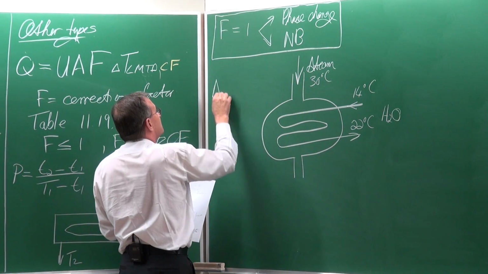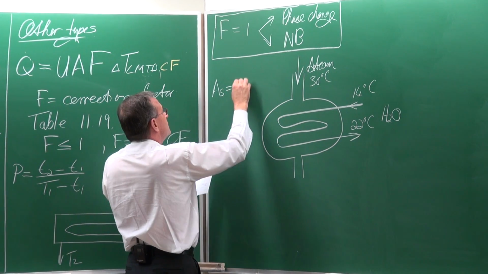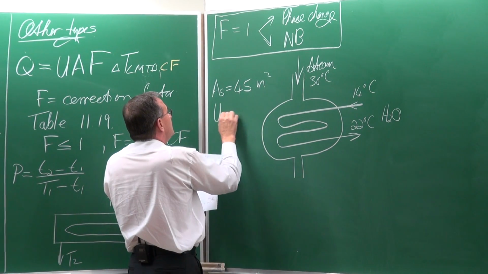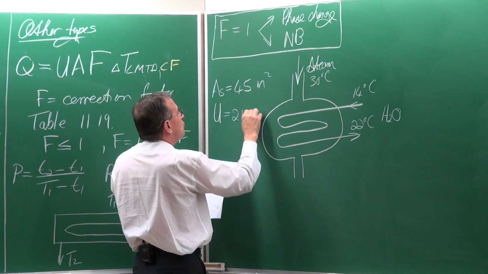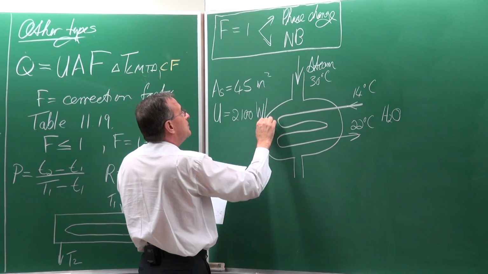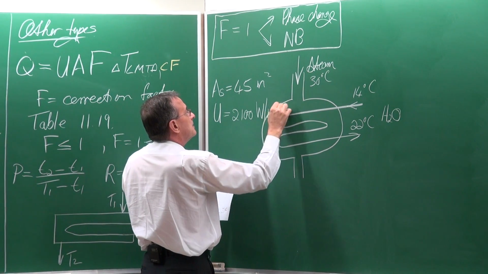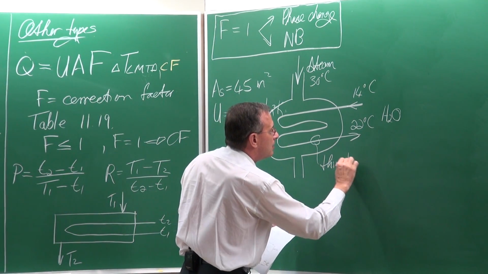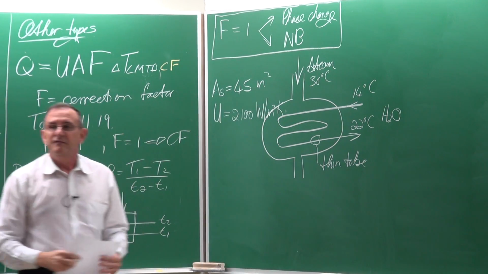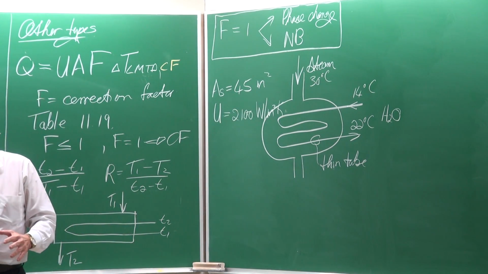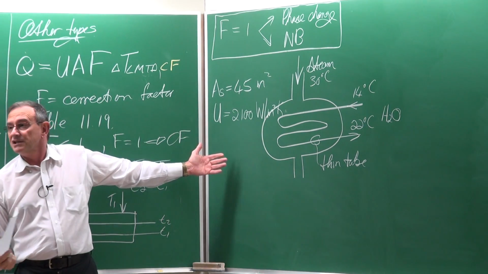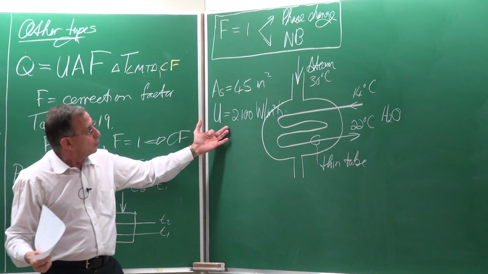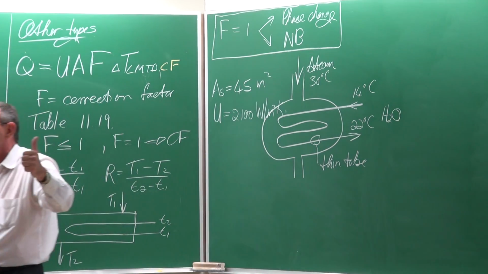And it is given to us that the surface area for heat transfer is 45 square meters, and the overall heat transfer coefficient is equal to 2,100 watts per meter squared Kelvin, and this is a thin tube. Okay. So you can be very privileged if you get a problem like this in a test and an exam. Obviously in industry, this is typically what you're going to get, but most probably in the exam, it will also be part of the problem that you must get U.